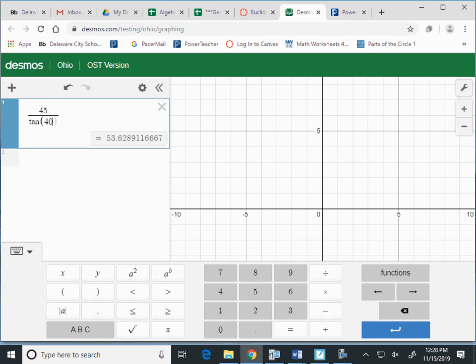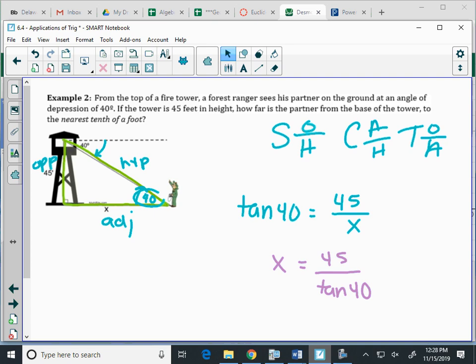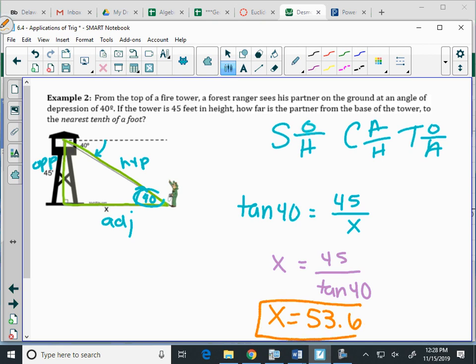Rounding to the nearest tenth of a foot, how many decimal places is a tenth of a foot? 1. So this would be 53.6. It's about 53.6 feet away from the base. Can it be 54? Nearest tenth of a foot is 1 decimal place, so it'd be 53.6. If it's the nearest whole foot, then yes, it'd be 54.